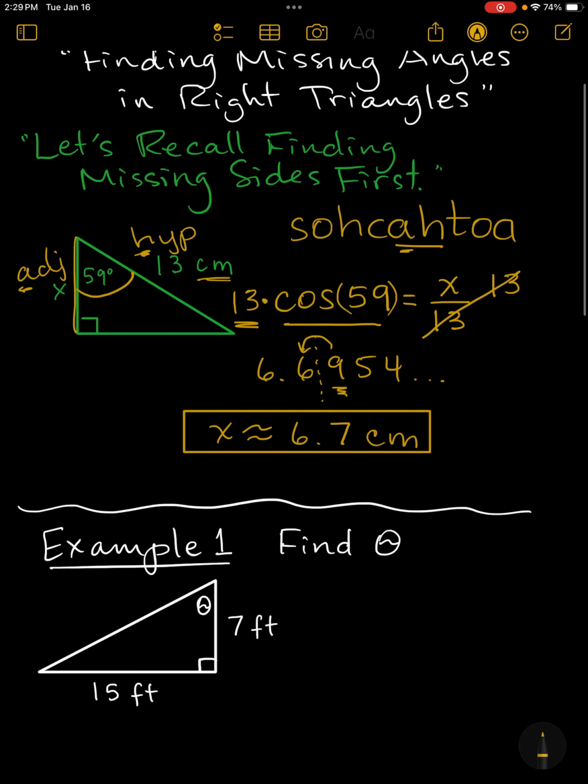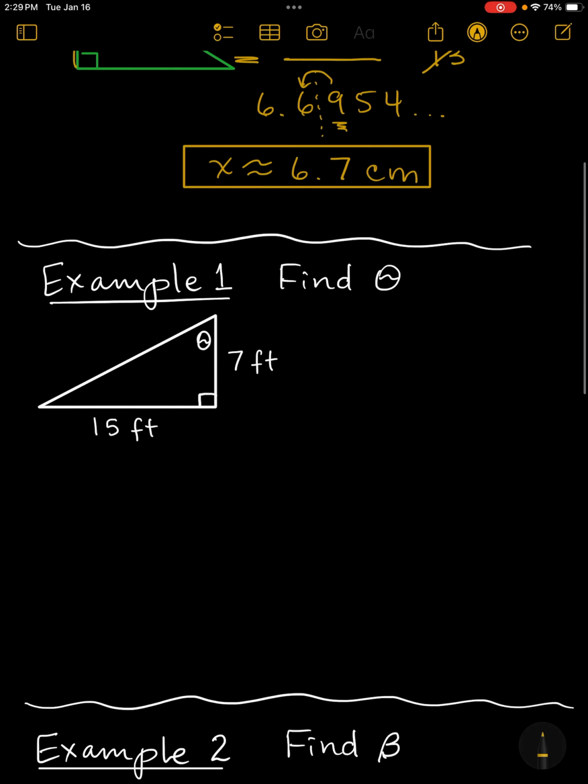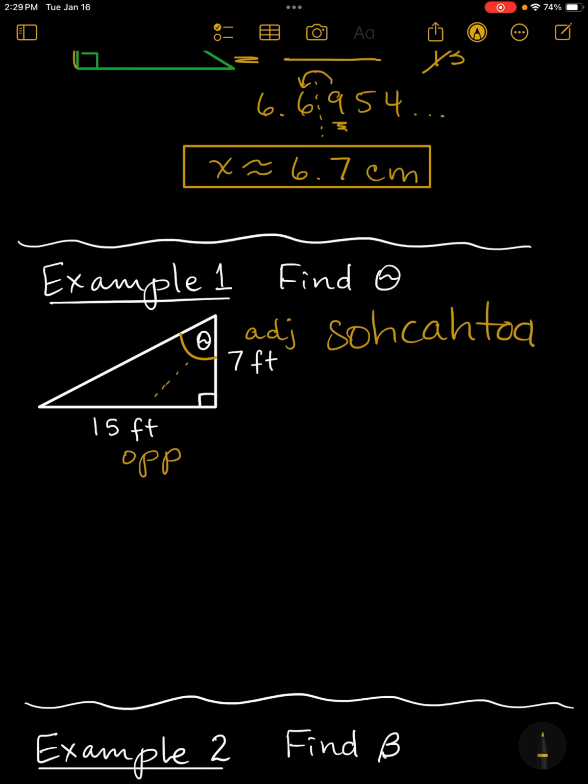Okay, now let's start with example 1. This is going to be a little different because we're not looking for a side, we're looking for an angle. But we use the same process to start. We identify our angle. Angles touch the hypotenuse and the adjacent side, and the side that it's not touching is called the opposite side. So again, ask Sokatoa, where opposite and adjacent belong.